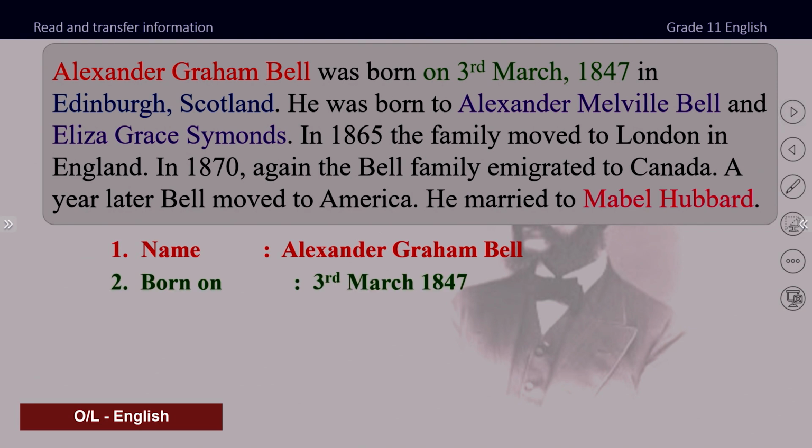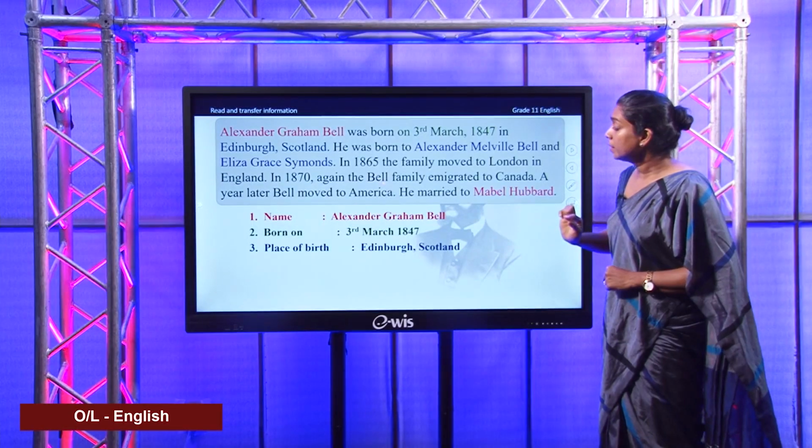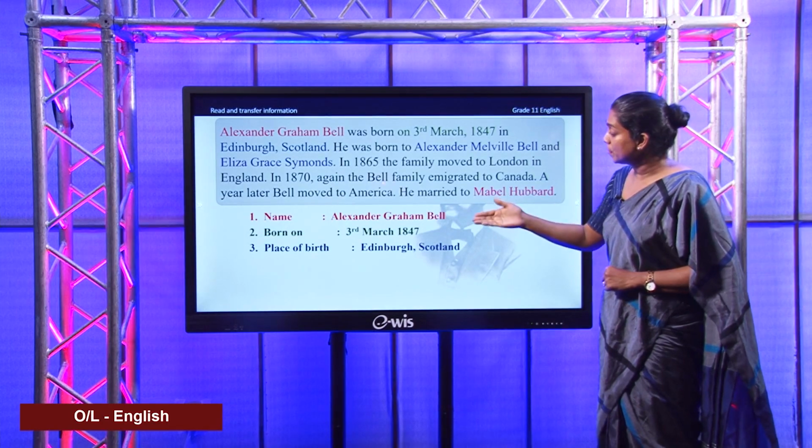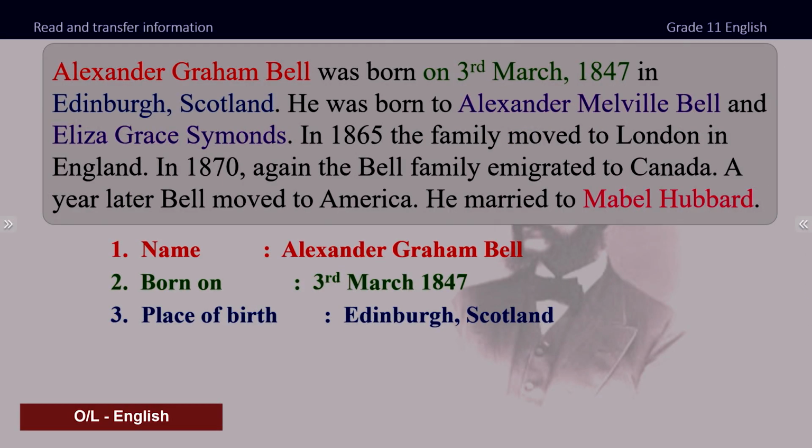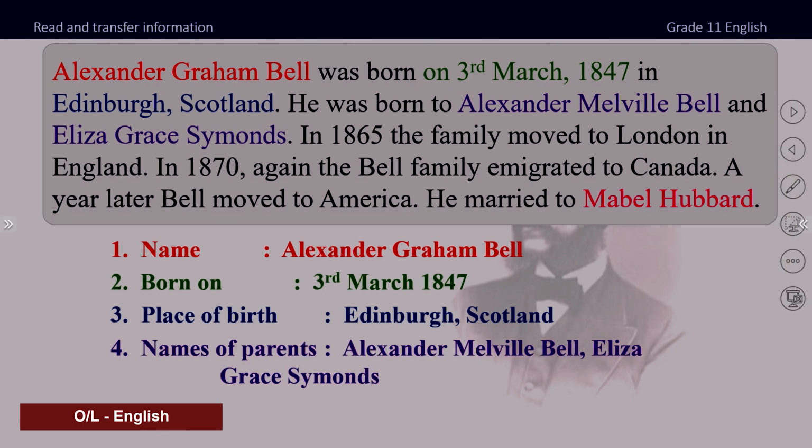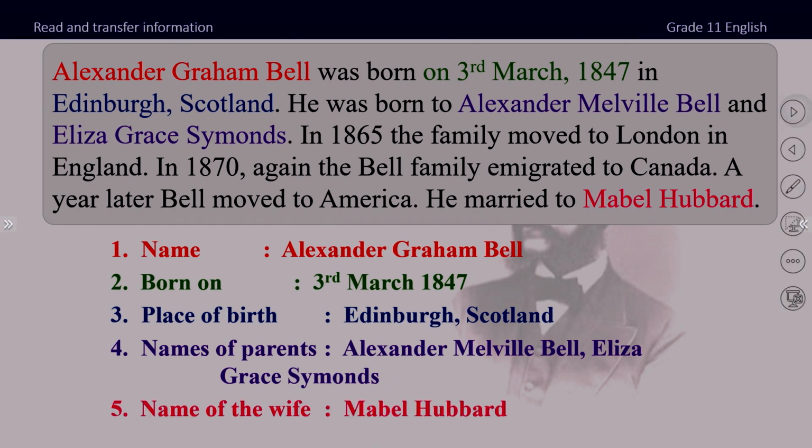The date of birth, 3rd March 1847. The third information, place of birth. As given in the passage, it is Edinburgh, Scotland. Number 4, names of parents, Alexander Melville Bell and Eliza Grace Simons. The last piece of information, the name of the wife, Mabel Hubbard.